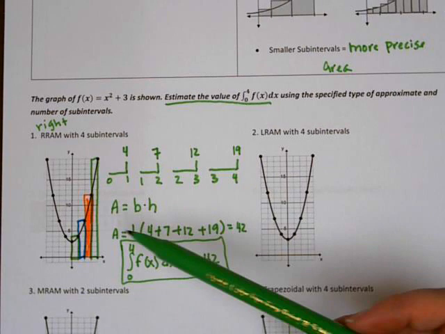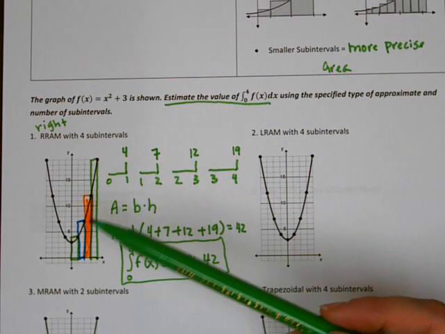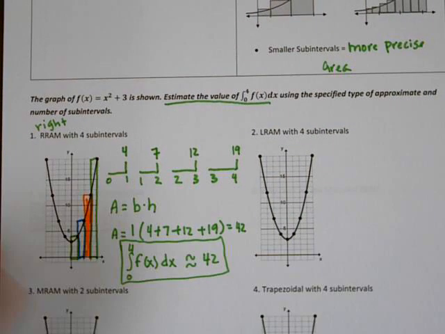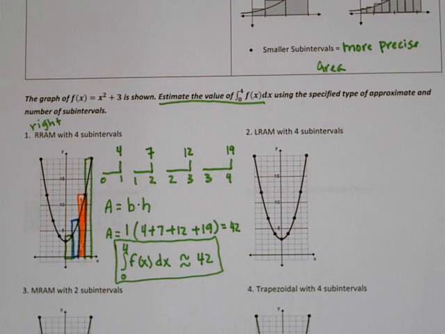All right, and we can see all of those rectangles go above the function, so I'm thinking this is an overestimate. All right, let's take a look at question 2.